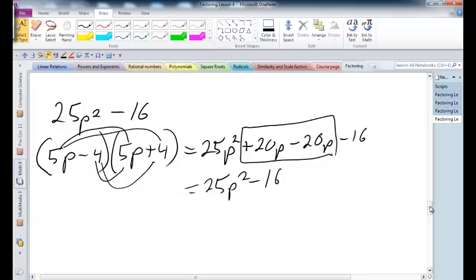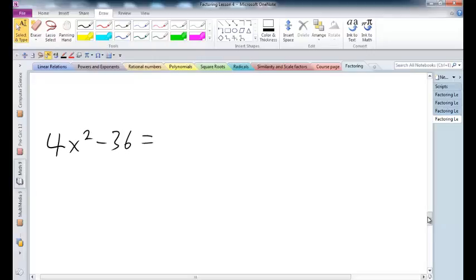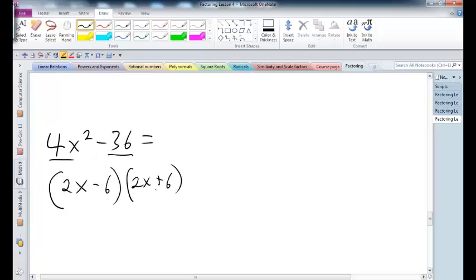Let's do another. You can pause the video, see if you can do this one on your own. I'll do it right now. We've got the difference of two perfect squares. Let's square root the two of them. (2x - 6) times (2x + 6). We could check by multiplying those out to see we got our original binomial.